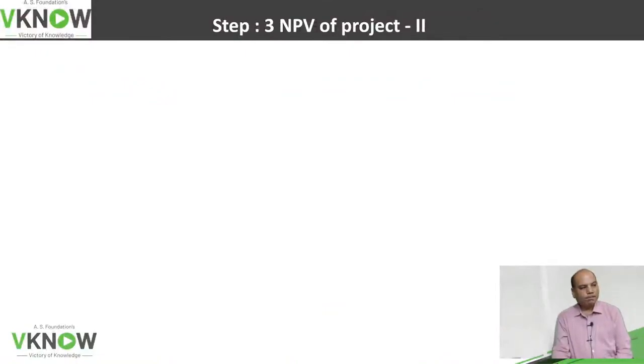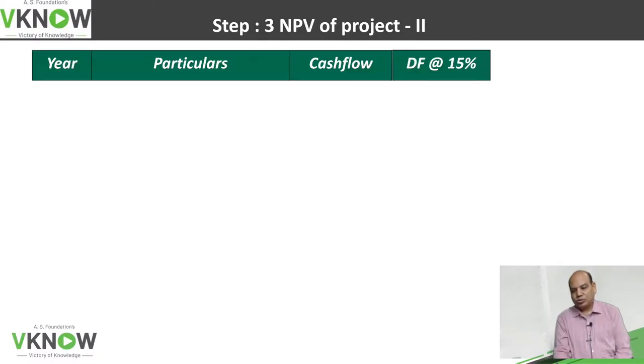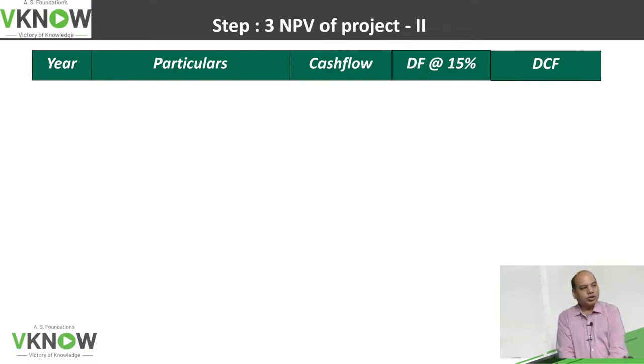Step 3. NPV of project 2. Again we'll draw the table. Very good, Divya. NPV of project 2. Year, particular, cash flow, discounting factor at 15%, discounted cash flow.